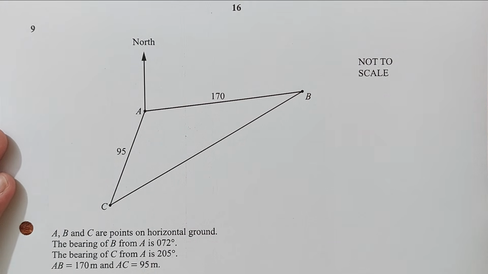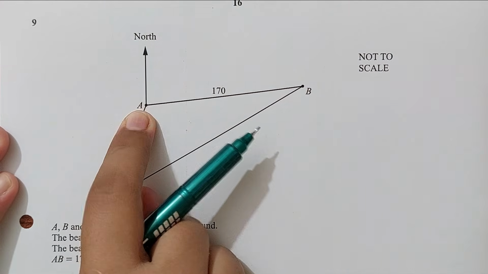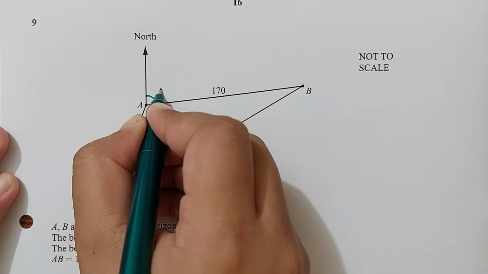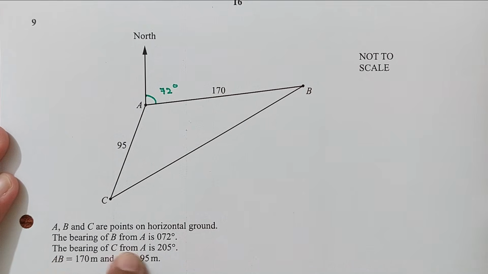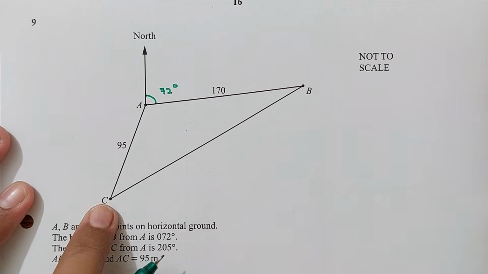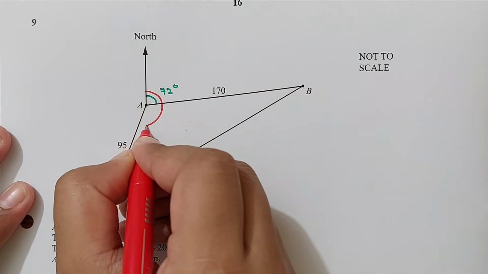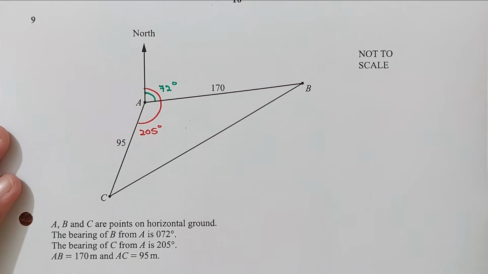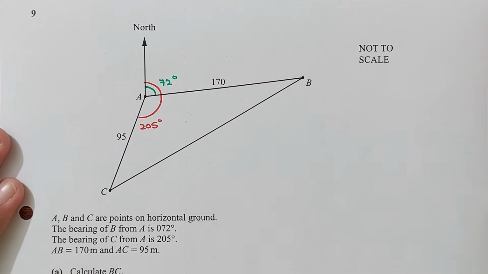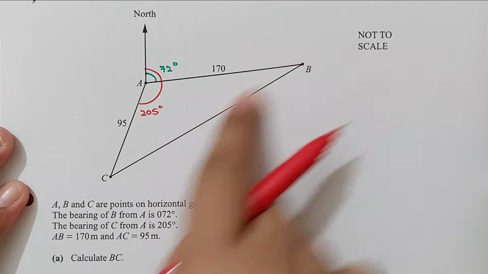Question number 9. A, B and C are the points on horizontal ground. The bearing of B from A is 72 degrees. The bearing of C from A is 205 degrees. And AB is 170 meters, AC is 95 meters. Part A, calculate BC. BC we have to find.